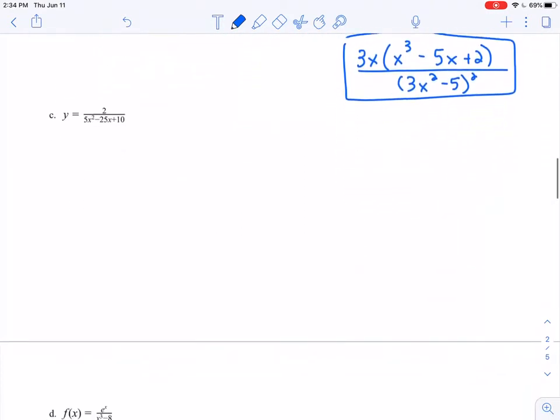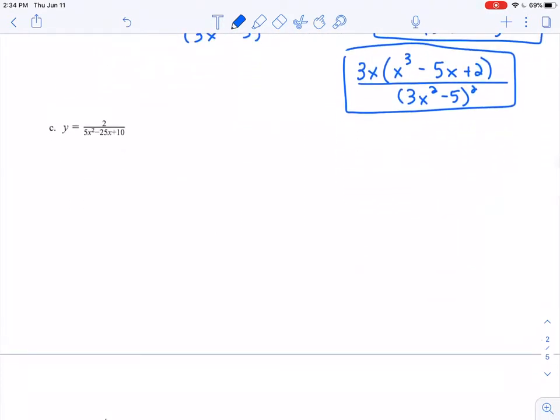C, or B, I guess in this case, I have y equals 2 over 5x squared minus 25x plus 10. So again, you can label this off to the side if you want, but I'm just going to jump right in. My quotient rule says low, so that's my denominator. So low, that's going to be 5x squared minus 25x plus 10. D high, derivative of 2. What's the derivative of 2? That's a constant. Derivative of any constant, 0.